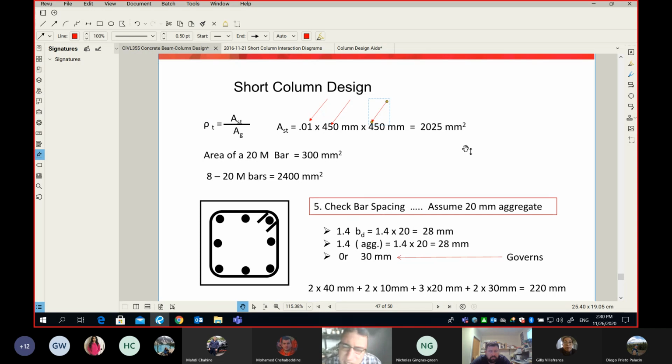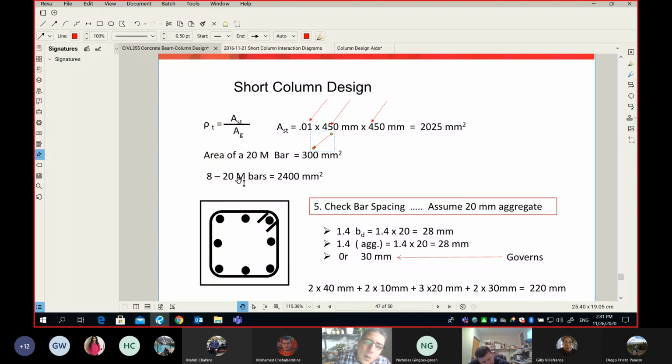As I said, minimum we use 20M. We can use 10M, we cannot use 15M for vertical bars, and we use 20M. We know by now that every 20M is 300 mm², and that's why I need 8 bars. I know some of you will say, no, wait, we need only 7. Can we place 7 bars on our column?